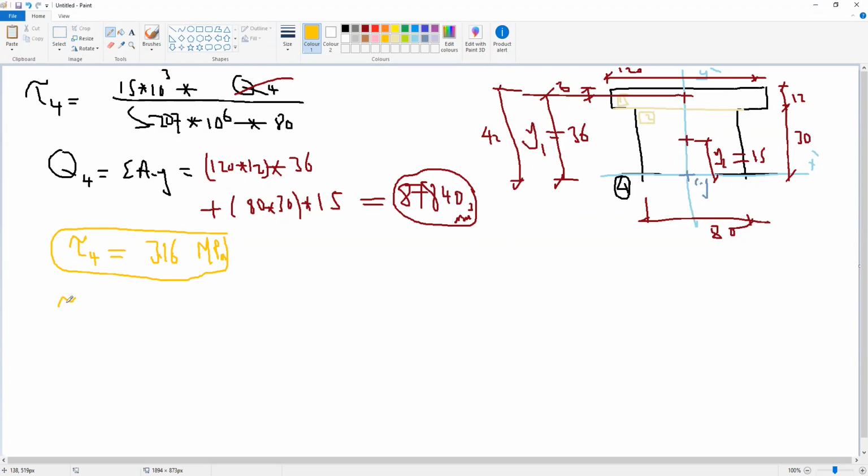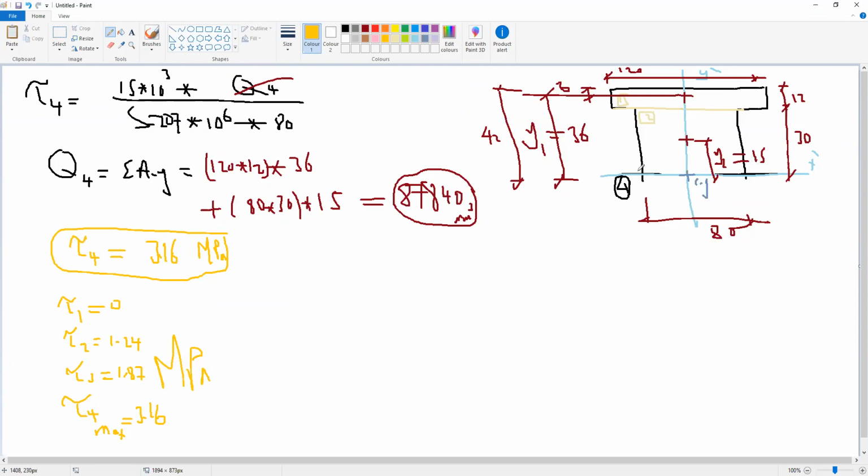So we now know tau 1 is 0, tau 2 is 1.24, tau 3 is 1.87, and tau 4, which will be tau maximum, is equal to 3.16 MPa. If you have a look here, the maximum shear stress we find is 3.16 at cut 4.